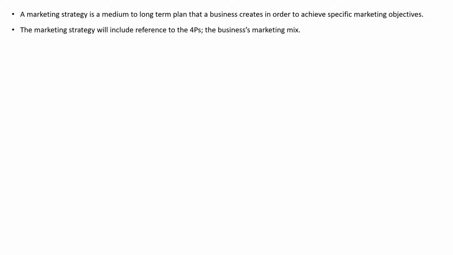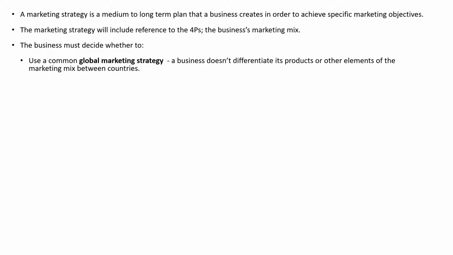So as we've seen before, a marketing strategy is a medium to long-term plan that a business creates in order to achieve specific marketing objectives. And the marketing strategy will include decisions on the 4 Ps, the business's marketing mix. Now, when the business decides to expand internationally, it must also consider what it's going to do to its marketing strategy. It could use a common global marketing strategy. So we basically just use what's worked in our own domestic market and roll it out into the new country.